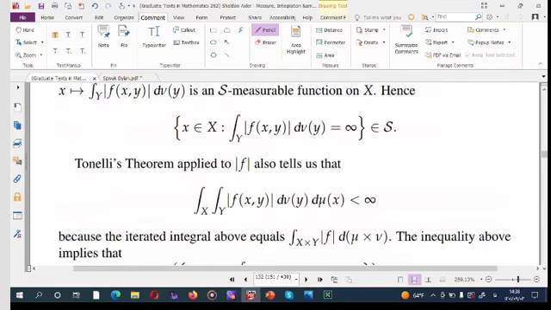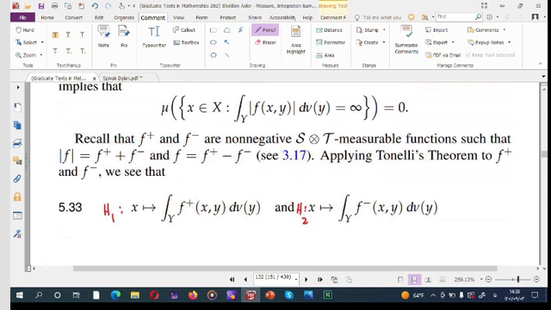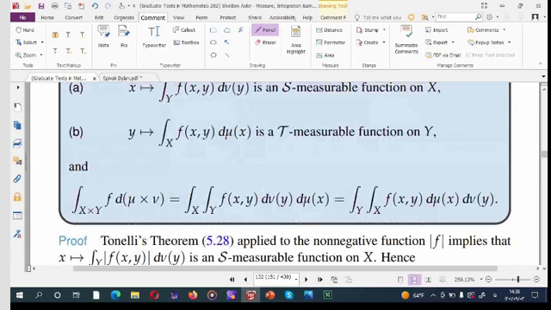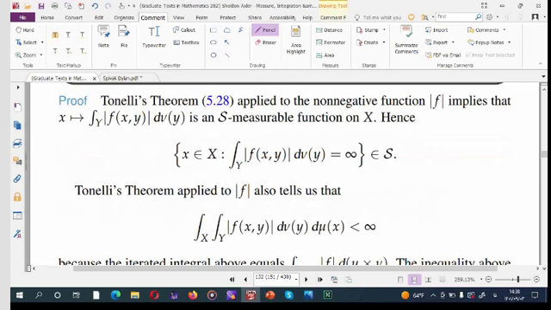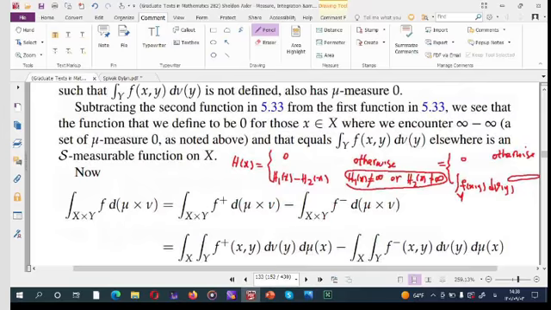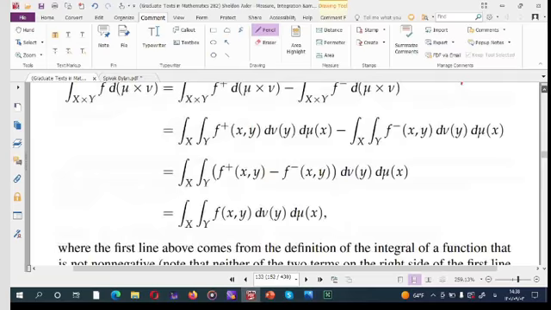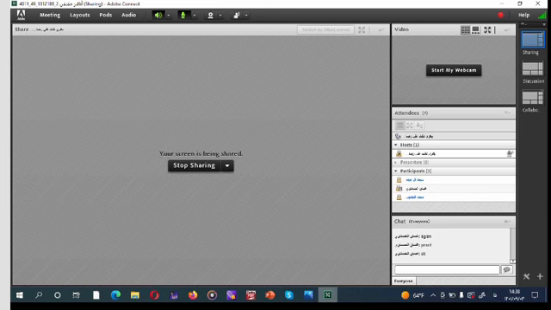So the base of the proof of Fubini's theorem is Tonelli's theorem, and we can define this function and see this equality holds again.